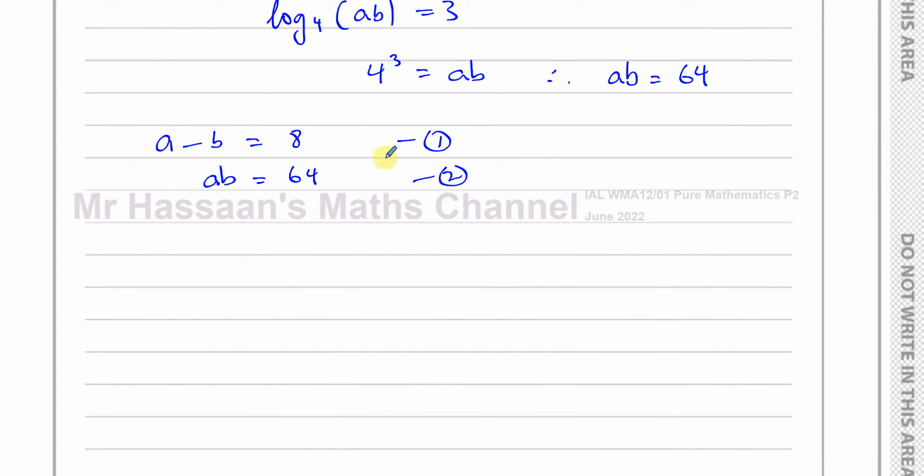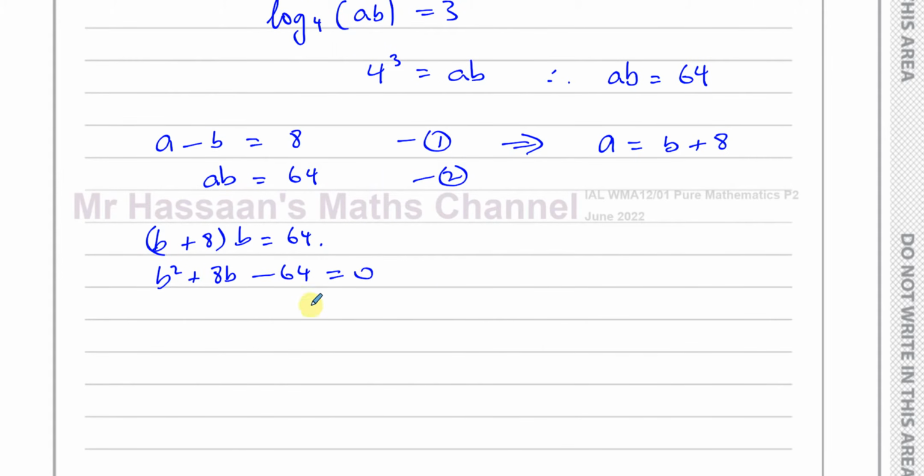These are the equations I have to solve simultaneously, and I can do that by using some sort of substitution. For example, I can take equation 1 and express a in terms of b. I can say a is equal to b plus 8, if I add b to both sides, and then I can substitute that into this equation, replacing the a with b plus 8. So I have b plus 8 times b equals 64. I could have done the same thing with a, putting b equals a minus 8. So now we end up with b squared plus 8b minus 64 equals 0, because it's going to be quadratic. So we can solve it by equating it to 0 and using the zero product property.